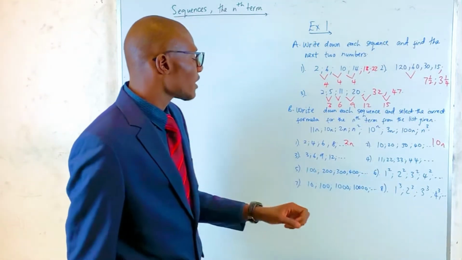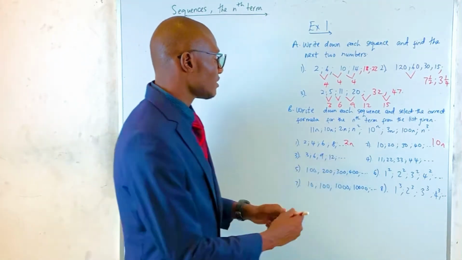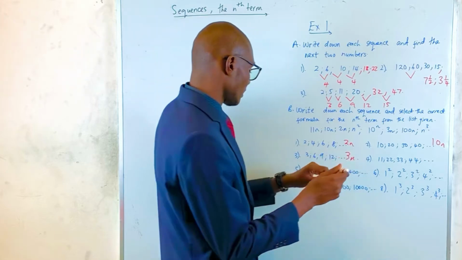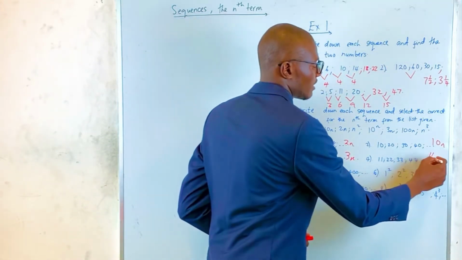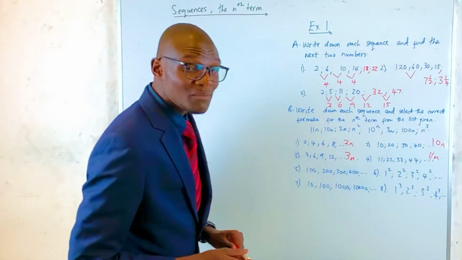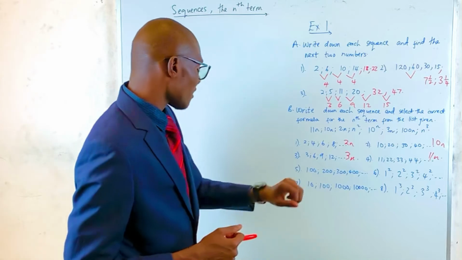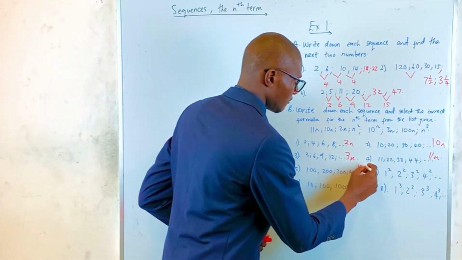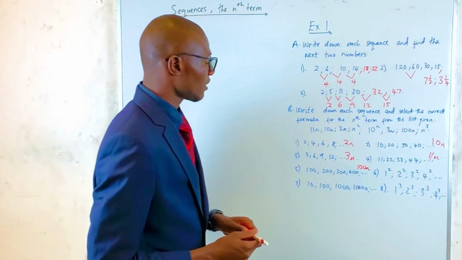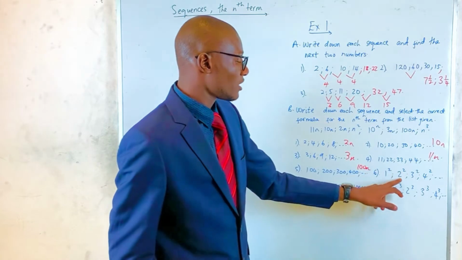Then for the third one here, we've got multiples of 3: 3, 6, 9, 12. So that's simply 3n. Then for number 4, we've got multiples of 11, so that's simply 11n. And remember, n is standing for the nth term. For number 5, we've got multiples of 100, so that's simply 100n.